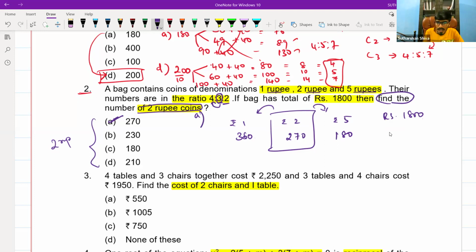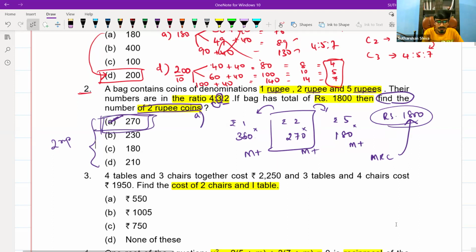So now I need to multiply 1 into 360 M plus 2 into 270 M plus 5 into 180 M plus MRC. If I press, I need to get 1,800 as my answer. Do it in a calculator: 1 into 360 M plus 270 into 2 M plus 180 into 5 M plus MRC. 1,800 I am getting. Directly I can go with option A as my answer. If you do practice, it will become easier for you.